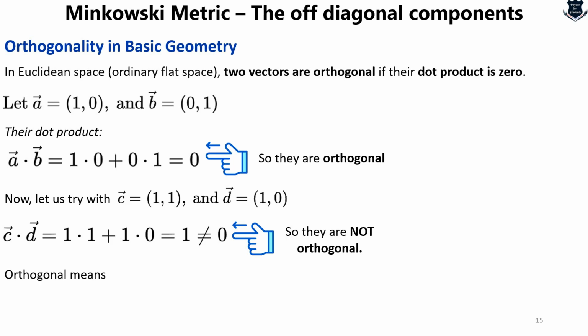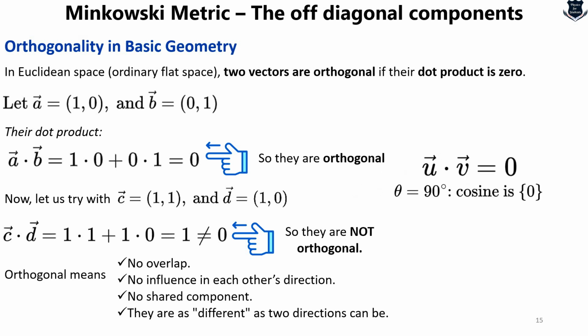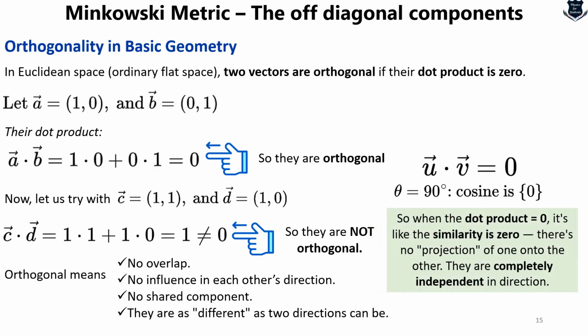So all in all, what we can say, which is very important, is that orthogonal means there is no overlapping, no influence on each other, no shared component, and they are as different as two directions can be. Similarly, you can recall that u dot v is 0 because theta is 90 degrees, and the cosine is 0. But here is an important thing: when the dot product is 0, the similarity is 0. There is no projection of one onto the other.